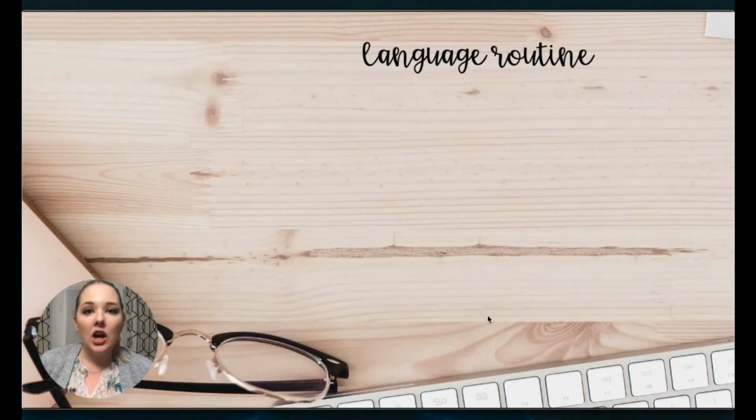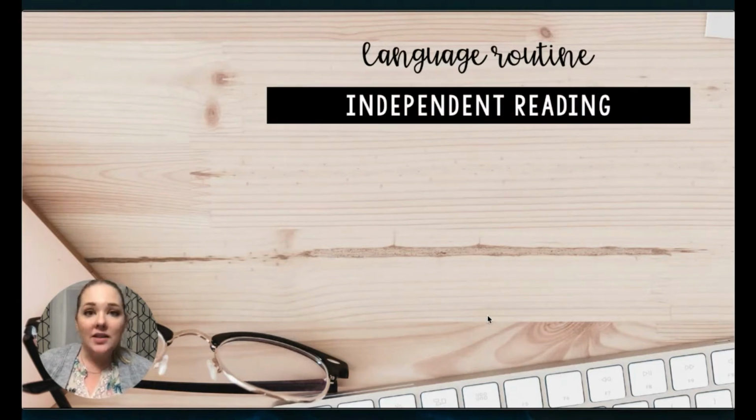For your language arts, the routine that I like to follow is I always start with independent reading. Number one, this will give me a buffer time with my students to allow them to do something independently while I can finish up and get things ready and organized for the period. All I need is about 10 or 15 minutes for them to be reading independently so that I can make sure that I have all of the materials laid out, ready to go for that day's lesson.